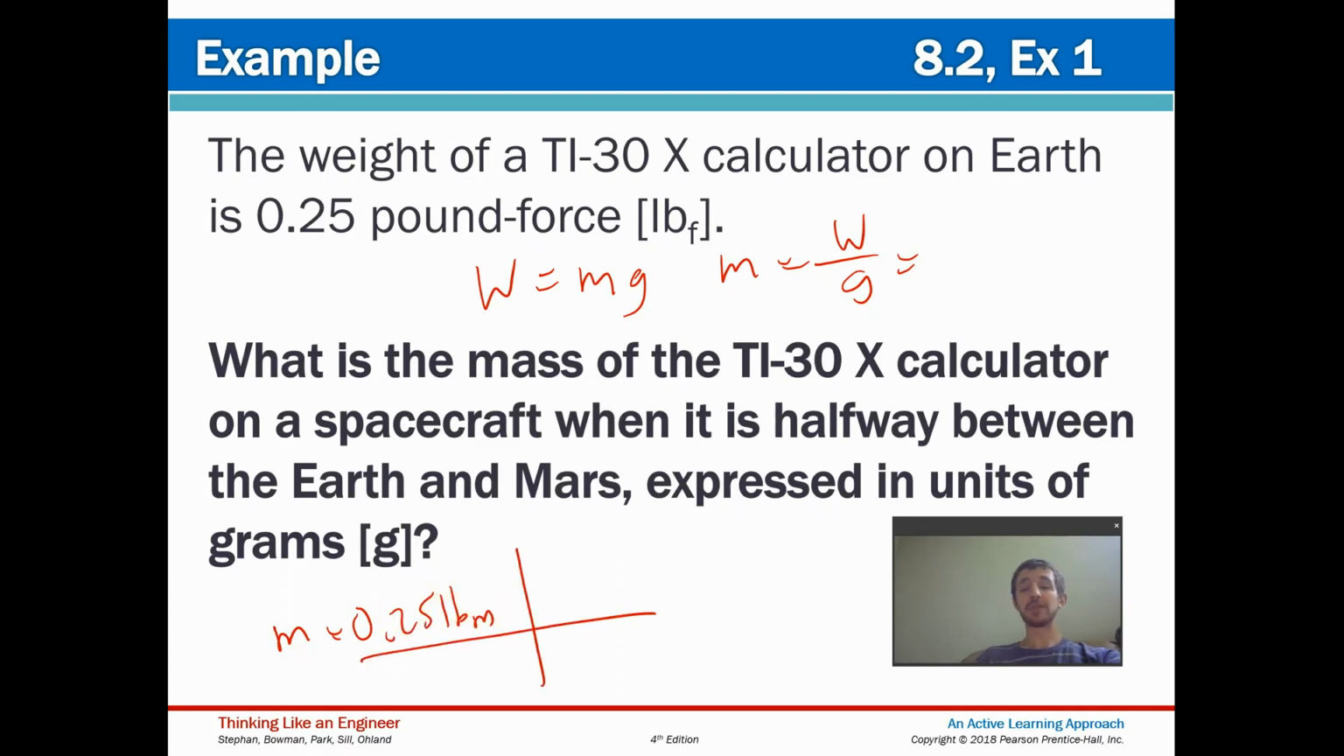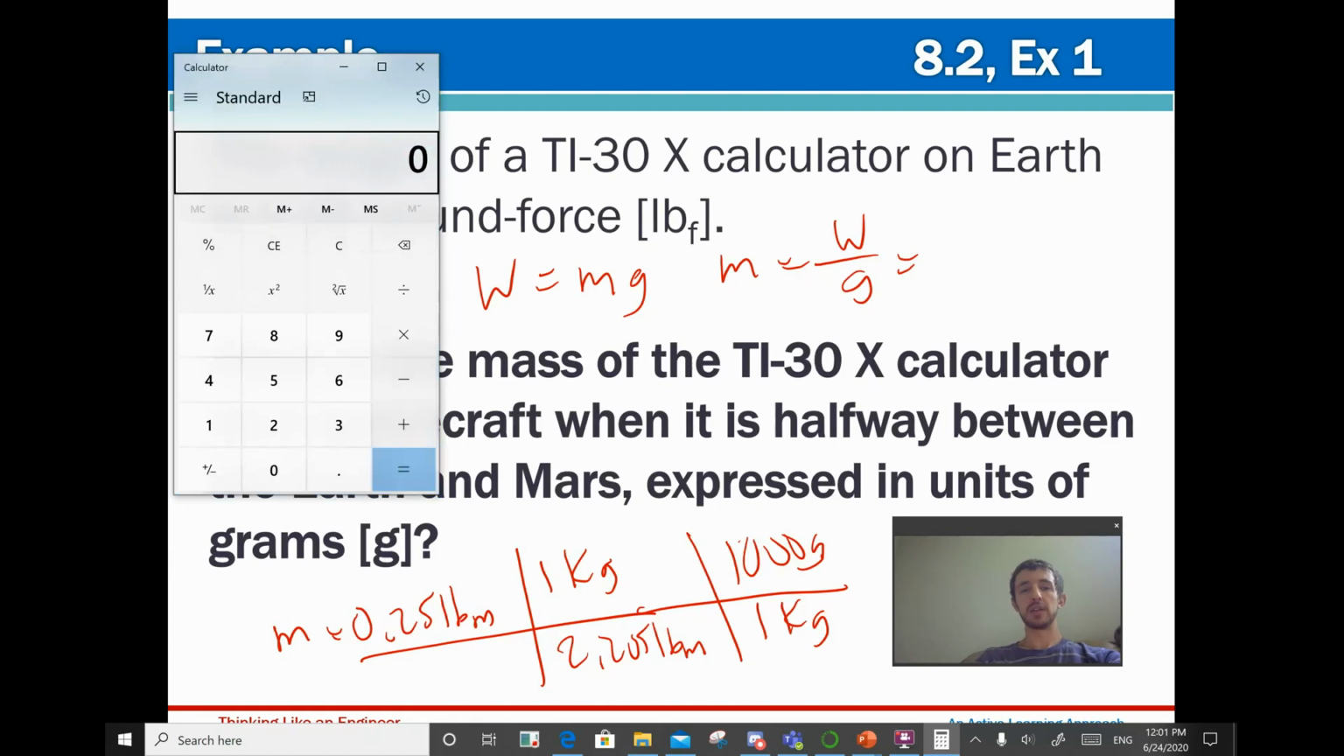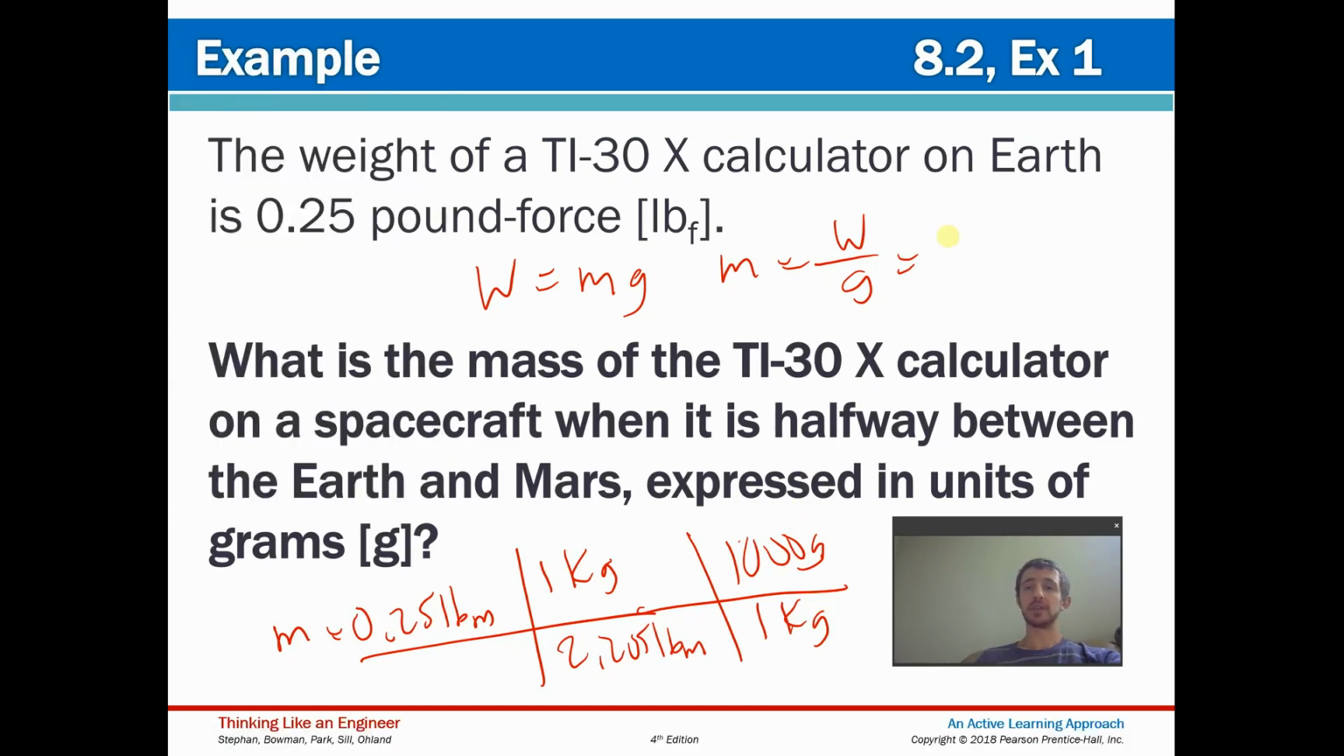And we can convert that if we want to kilograms, because 1 kilogram is 2.205 pound mass. And there are 1,000 grams in 1 kilogram. So if I plug this into my calculator, what I get is 0.25 times 1000 divided by 2.205. 113.3 grams. Okay, so it's going to be 113.3 grams.